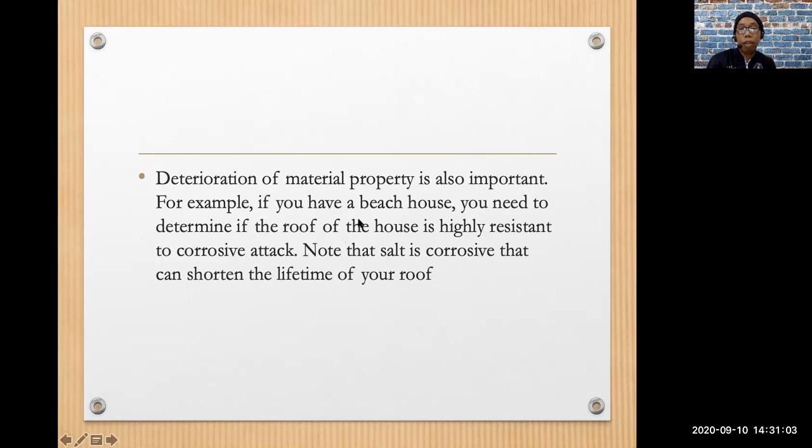For example, if you have a beach house, alam niyo naman, malapit sa dagat. You need to determine if the roof of the house is highly resistant to corrosive attack. You have to make sure, kasi yung mga metals, kinakalawang. So you have to make sure na yung mga material na gagamitin mo are resistant to corrosive attacks in that case. Note that salt is corrosive and can shorten the lifetime of your roof. So pwede kang gumamit ng material para sa roof mo na resistant sa corrosion.